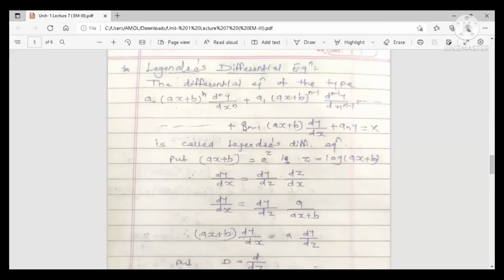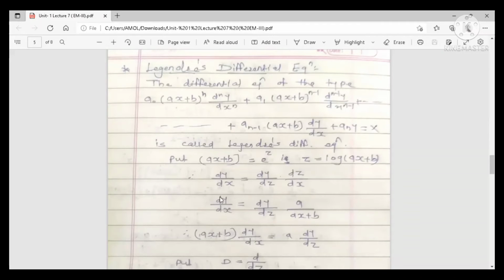Now, how to reduce this differential equation, Legendre's differential equation, to LDE? There is a standard substitution. Put ax plus b is equal to e raised to z. Now, if ax plus b is equal to e raised to z, then z is equal to log of ax plus b, because if we shift this exponential function to the LHS, then it will be a log function. So z is equal to log of ax plus b.